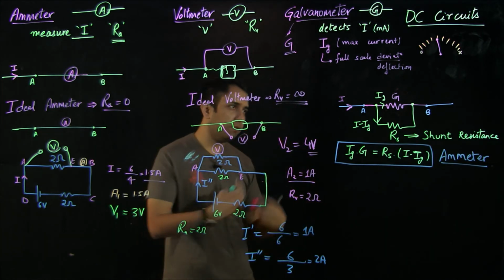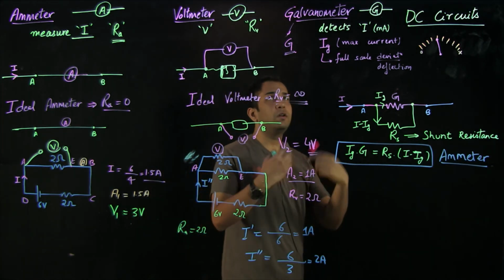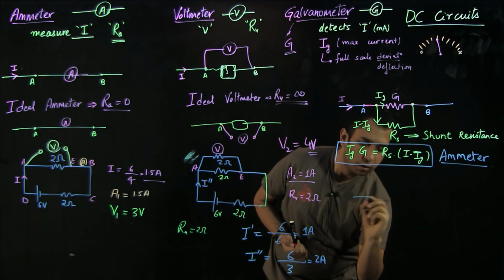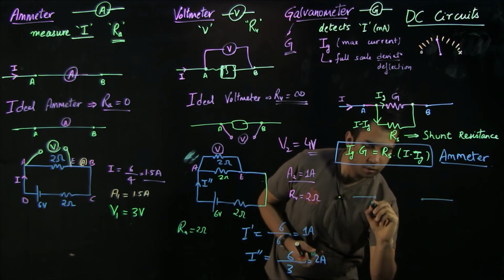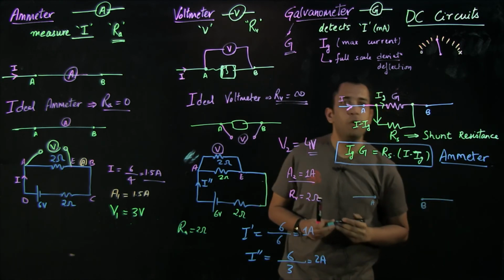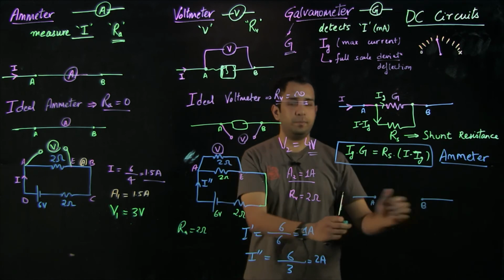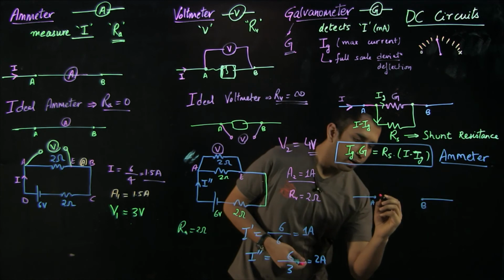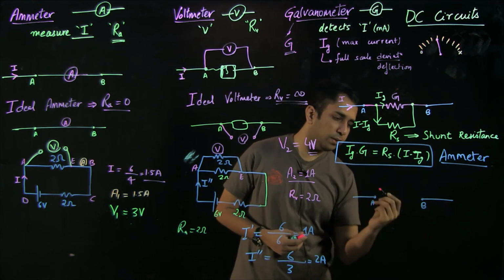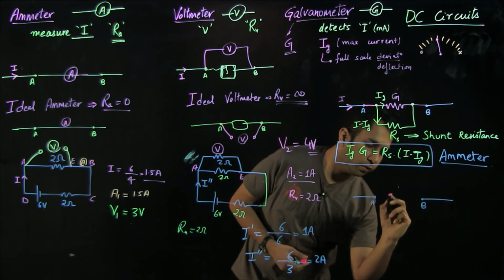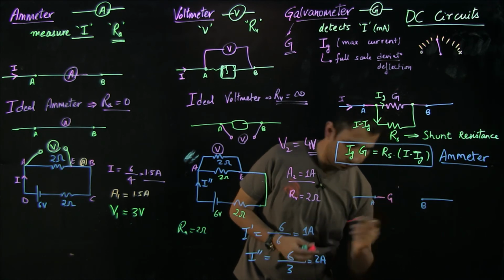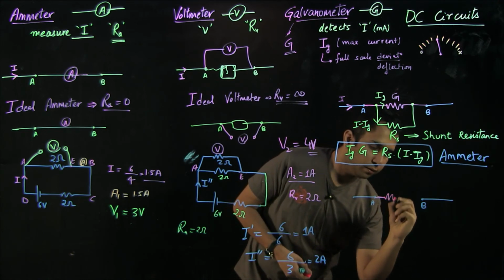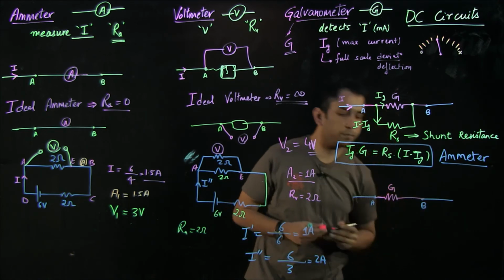Similarly, let us take one more configuration of the galvanometer in which we are again given two terminals, but now we are interested in measuring the voltage between them. So we want the galvanometer to act as a voltmeter, and let's say we are again attaching the galvanometer across it. Let me replace it with the galvanometer resistance.